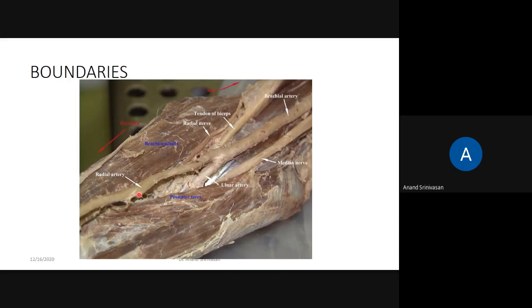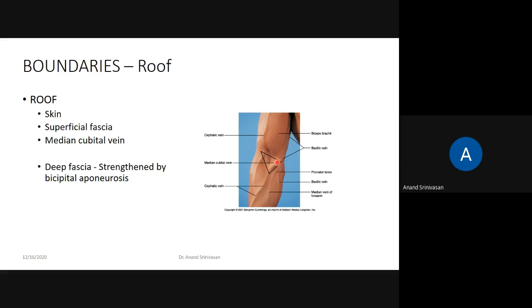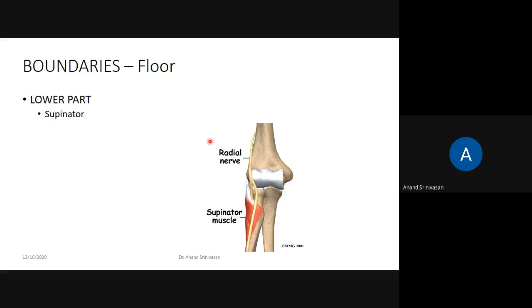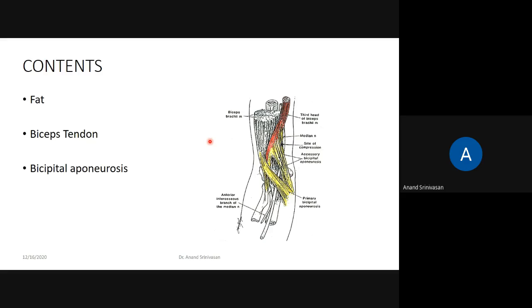Okay, so this is a hollow triangular space present near the elbow. Okay, so this cubital fossa is somewhat similar to a room. Okay, so it has got a roof, a floor. The lateral and medial parts we have already seen, laterally the brachioradialis and medially the pronator teres, and posteriorly the imaginary line. Okay, and there are certain contents in it.